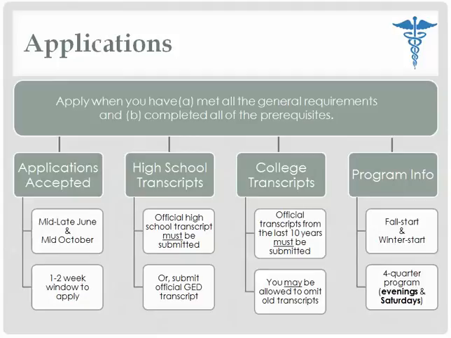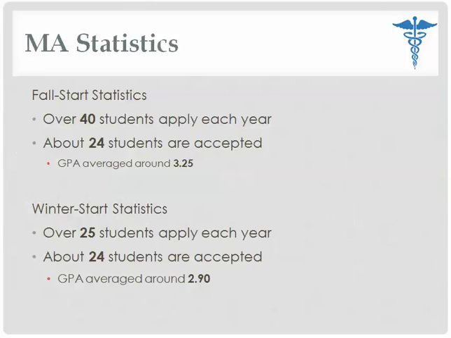For clarification about this, please contact the educational planner for Allied Health. We offer the medical assistant program on our Wenatchee campus, and the program starts every fall and winter and lasts 4 consecutive quarters. All classes are completed in the evenings and on Saturdays. In the past few years, we usually receive over 40 applications for our Fall Start program and over 25 applications for our Winter Start program. You can see the average GPA of those students accepted to both our Fall and Winter Start programs.